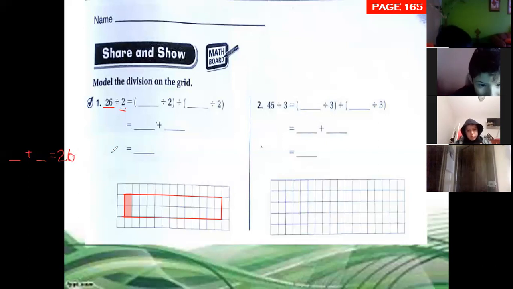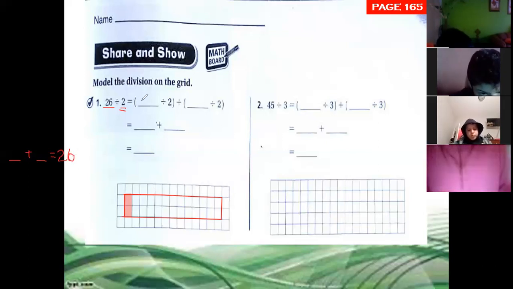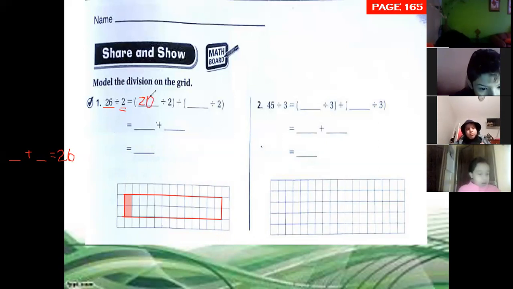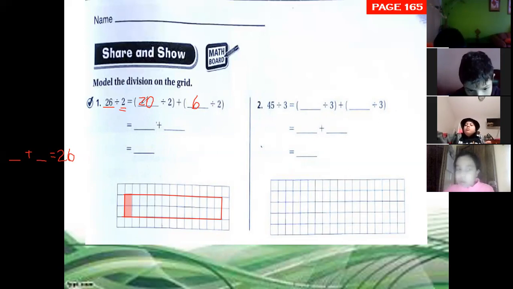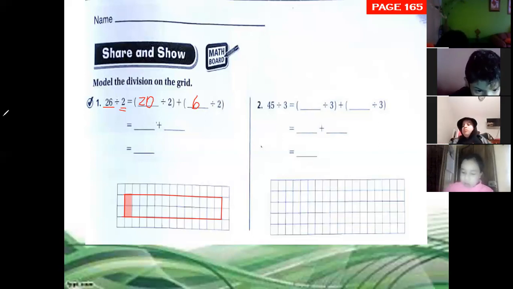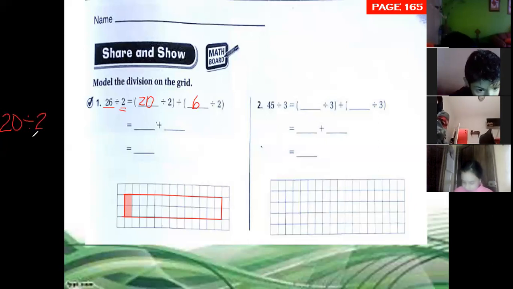Ideas? Give me ideas. 20 plus 6, yeah. 14 plus 12, yeah, it could be also. But let's work with 20 plus 6. Now let's divide. 20 divided by 2. So you're going to look in the table of 2. 10. Exactly. 2 times 10 equals 20.